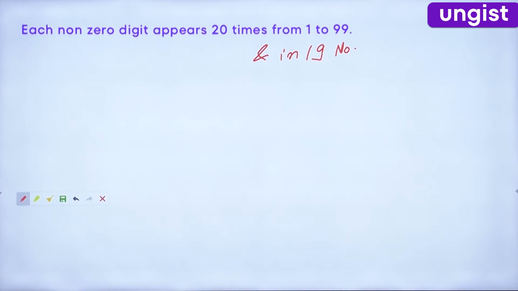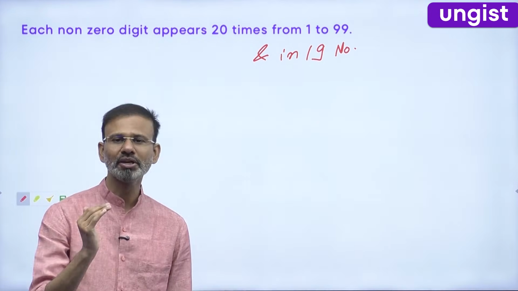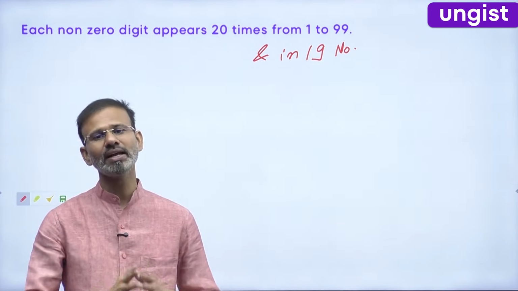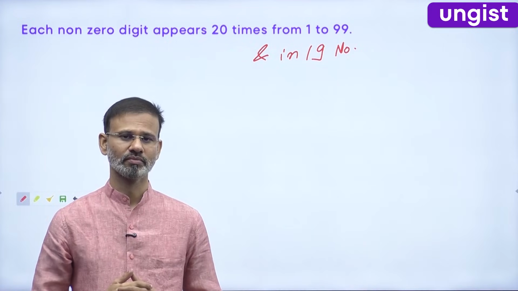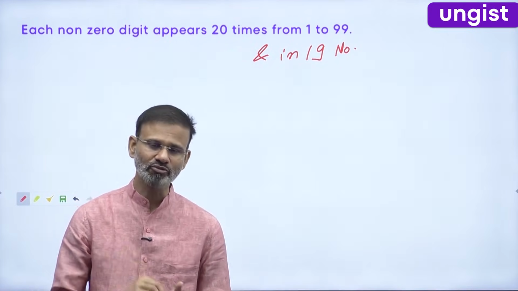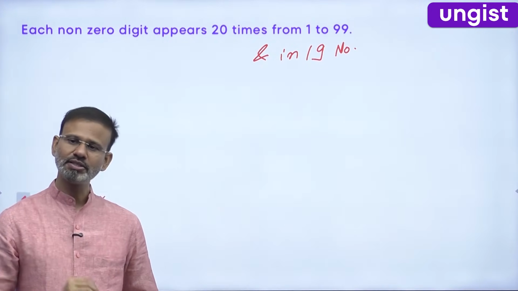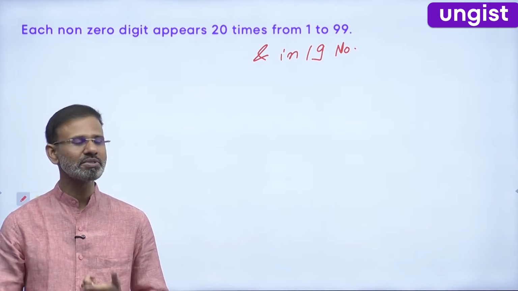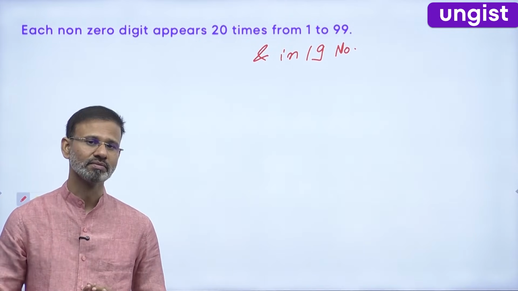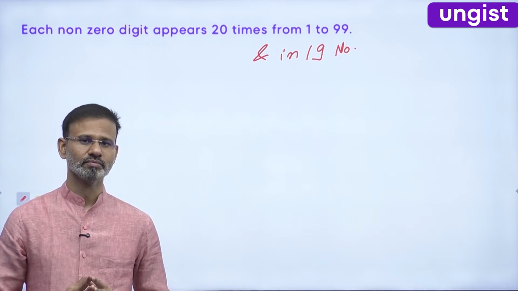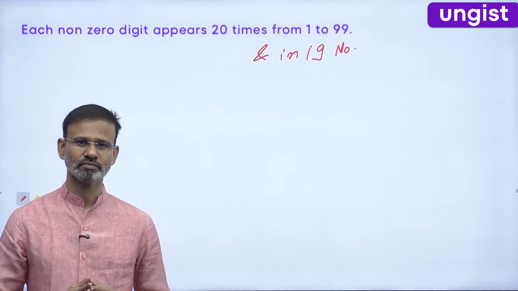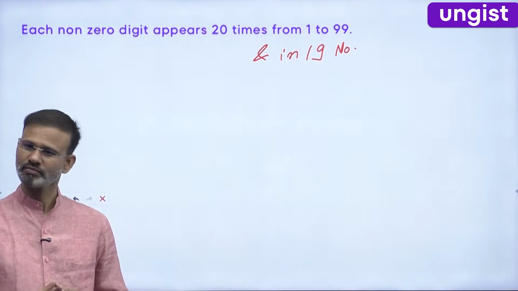Right. See guys, when we write from 1 to 99, each non-zero digit appears 20 times and in 19 numbers. I repeat, when we write from 1 to 99, each non-zero digit appears 20 times and in 19 numbers. Okay? Correct?